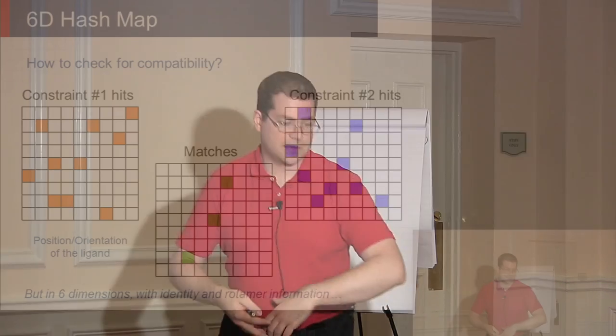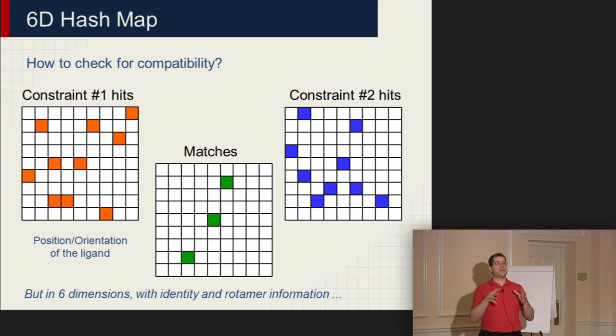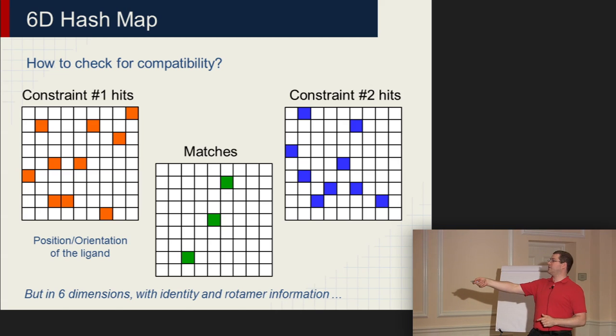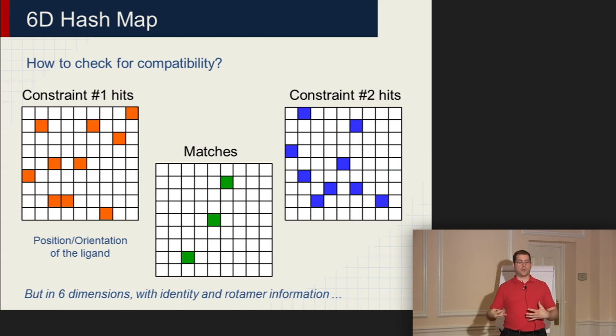So instead, as an optimization, we use what's called a hash map. A hash map is a way of taking a large multidimensional space and reducing it to a little bit more manageable size. So in a two-dimensional representation of the hash map, you can consider taking the position and the orientation of the ligand and separating it out into a grid. And so you have different bins, and you can figure out, okay, when I build my ligand position, where does that ligand position fall? And you can make annotations and say, okay, I have ligand positions in all of the filled squares, and so those are where the constraint is compatible.